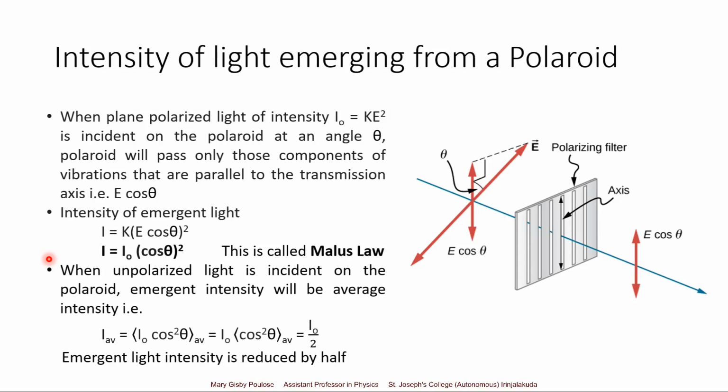Now, when unpolarized light is incident on a Polaroid, the emergent intensity will be the average intensity. So if we take the average value here, I average becomes the average of I0 cos square theta. Since I0 is a constant, it comes outside, and the average of cos square theta is 1 by 2. Hence, I average is equal to I0 by 2. Thus, the emergent light intensity is reduced by half.